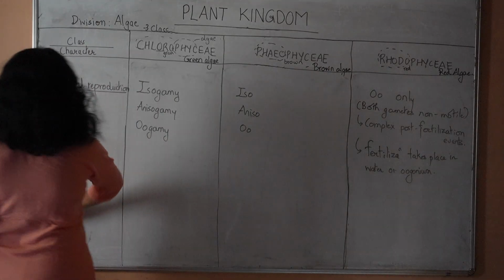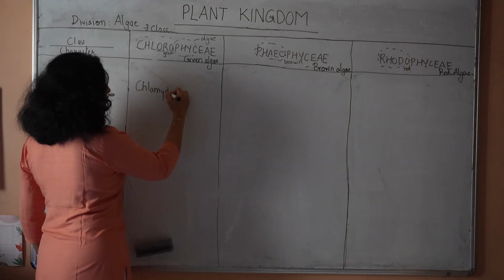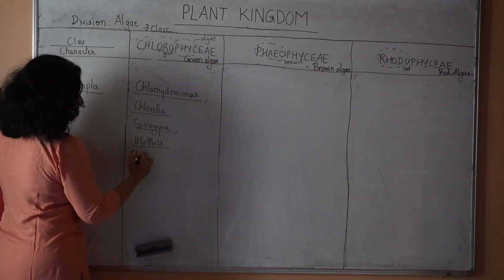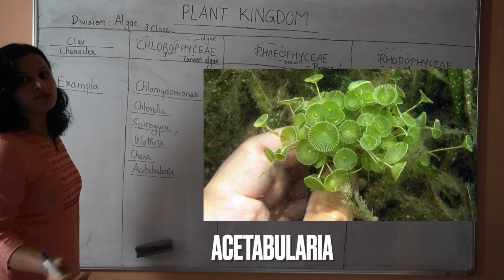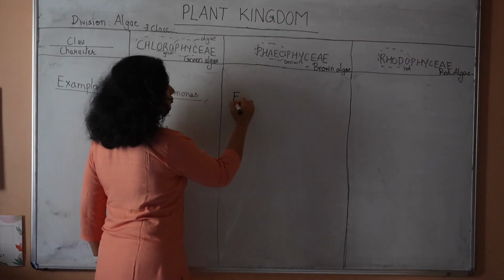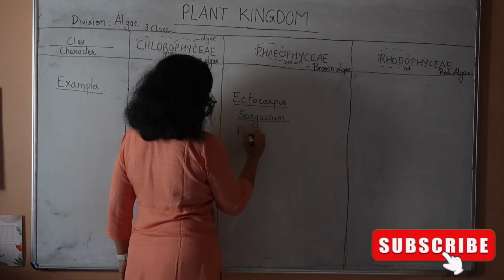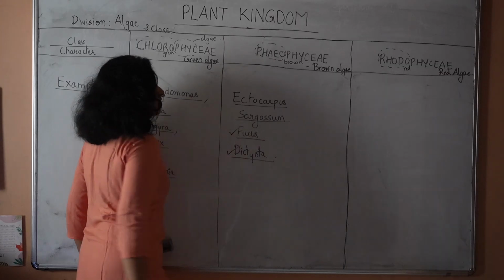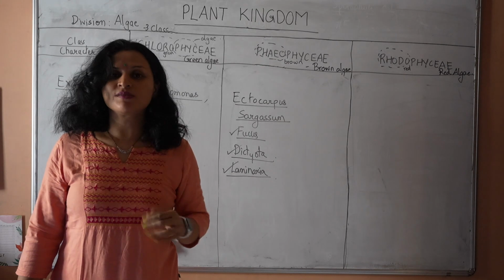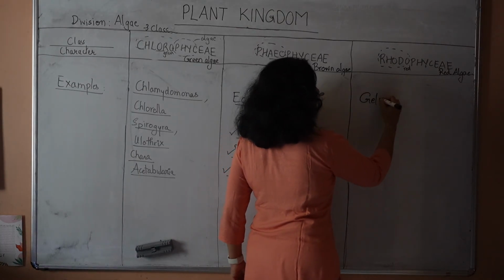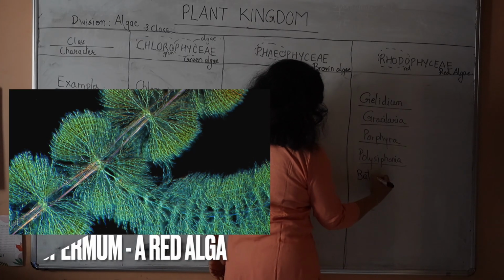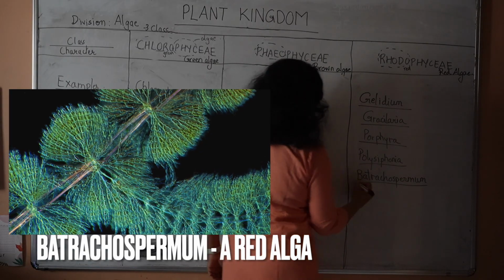Next we do the examples. Popular examples include Chlamydomonas, Chlorella, Spirogyra, Ulothrix, Chara, Acetabularia. The largest animal cell is the ostrich cell. The largest plant cell is Acetabularia. For brown algae there is Ectocarpus, Sargassum, Fucus. NCERT has given diagrams of Dictyota, Fucus and Laminaria. Please have a look at them. Diagrams of Volvox and Ulothrix are also present. Please go through them. For red algae there is Gelidium, Gracilaria, Porphyra, Polysiphonia, Batrachospermum, the blue colored red algae.